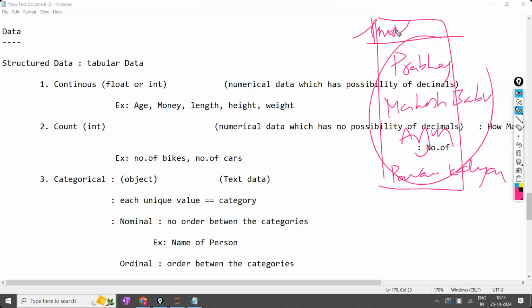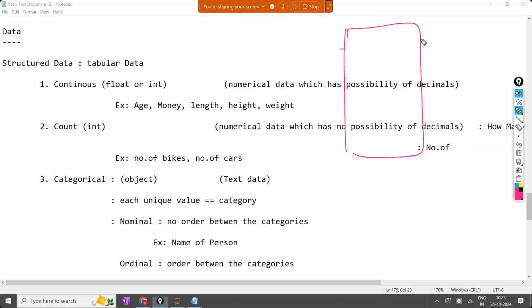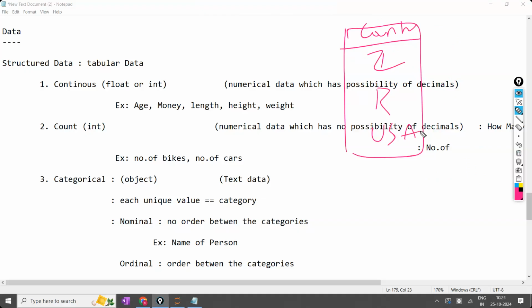Here, what are the categories? Prabhas, Mahesh Babu, Arjun and Pawan Kalyan. Can you apply any greater than or less than symbol between them? This one is greater than this one? No, they are just names. Now, if you go with country names, the heading is country: India, Russia, USA. Which one is top? That is your inner feeling, but they are just names.